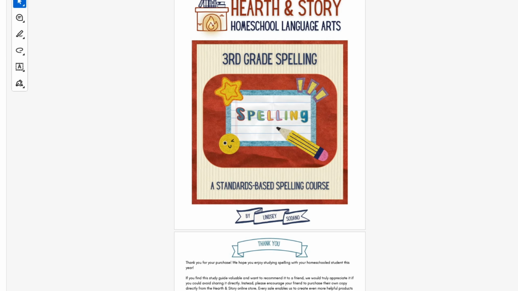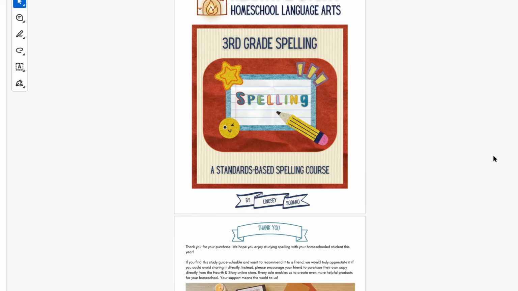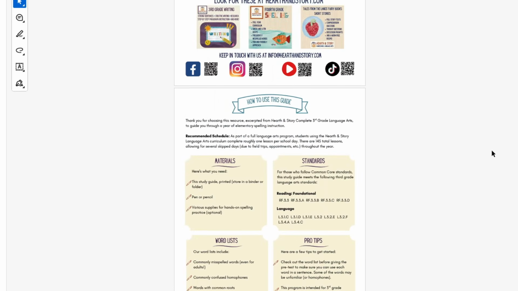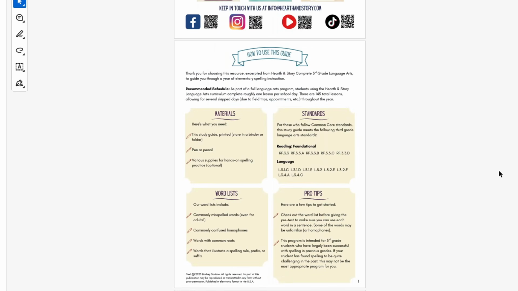So let's take a look. In third grade spelling, we are focusing on a few goals here. We're looking at commonly misspelled words like we usually do. We're looking at commonly confused homophones, and we're looking at word roots. We're taking a first look at word roots here, and we get way into that in fourth and fifth grade, but we start that here.